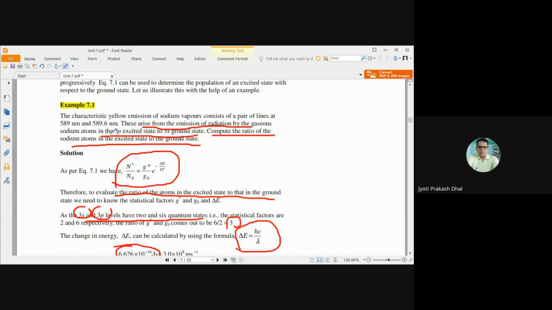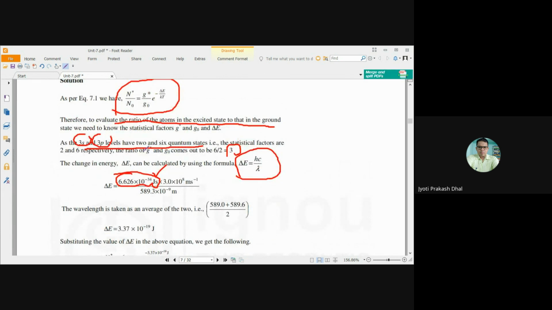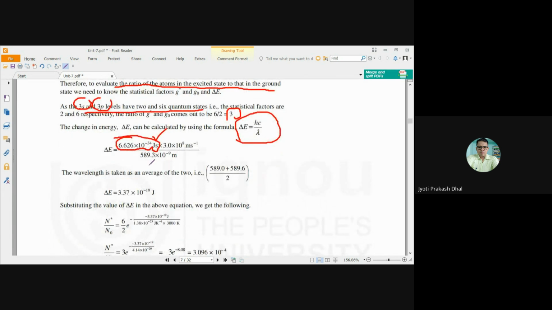So here, the longer wavelength is considered, that is 589.6 nanometer. But here it is given as 3, but that should be 589.6 nanometer. And here we have taken the value of Planck's constant in SI units. So we should take the SI unit of wavelength, that is meter. So 589.3 nanometer can be written as 589.3 into 10 to the power minus 9 meter.